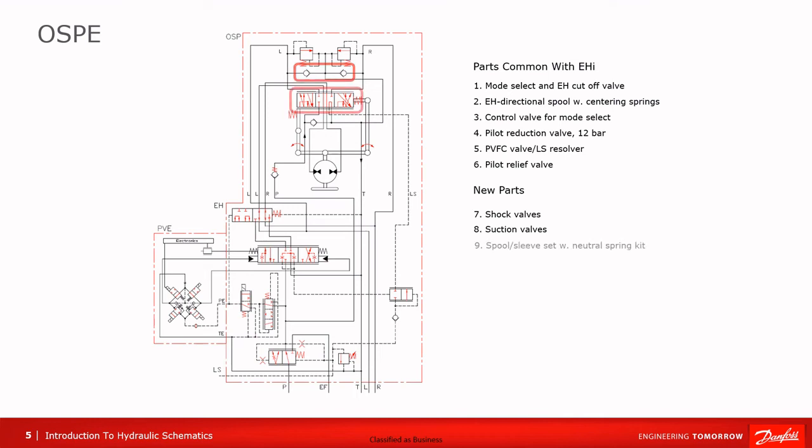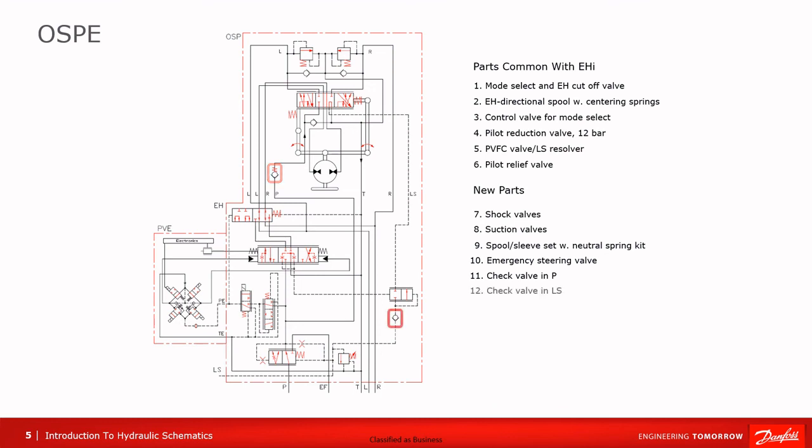The spool sleeve set with neutral spring kit controls the cylinder movement related to the steering wheel turning together with the gear set. The springs keep the spool sleeve set in neutral when the steering wheel is untouched. The emergency steering valve to make it possible to suck oil from the tank in case of failing pump supply. The check valve in P to avoid backstream in the pump line when steering up against a preloaded steering cylinder and to avoid cavitation in emergency steering mode.